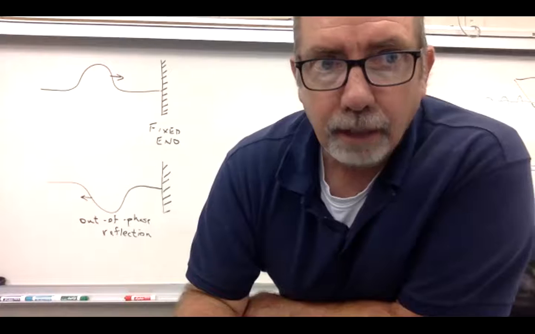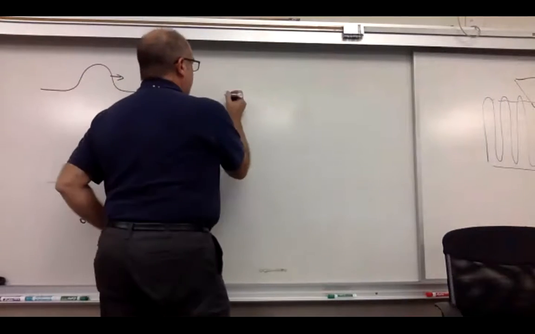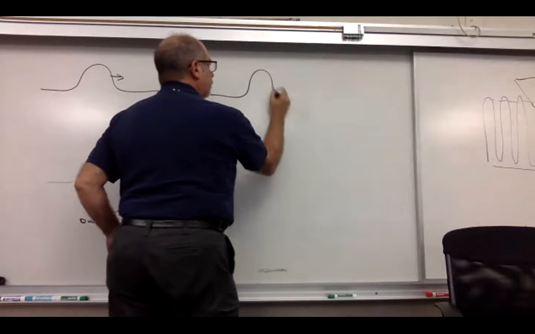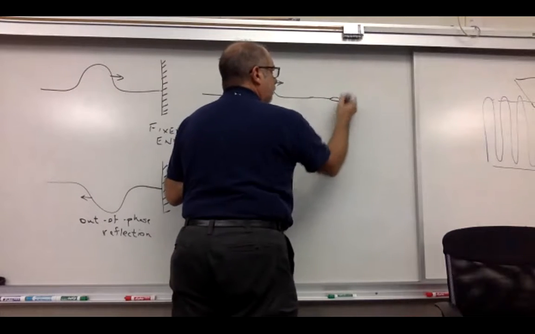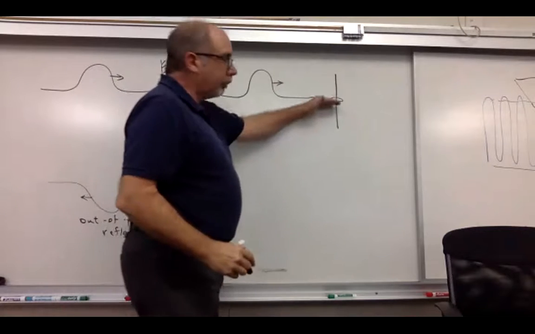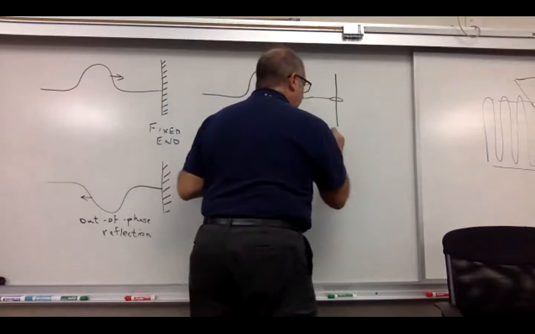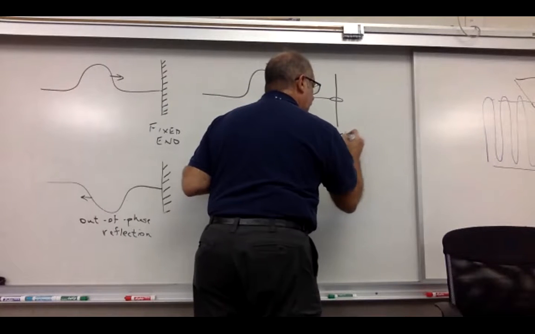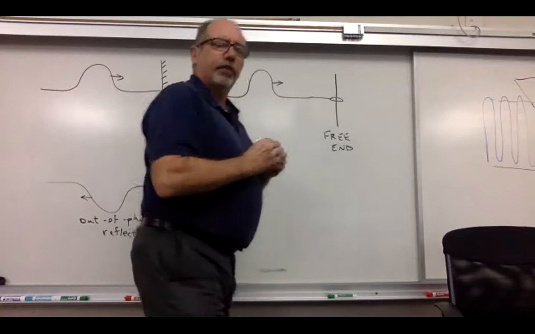Okay, now the counterpart to that is something called a free end. Here's how we're going to accomplish this. I'm going to send a pulse along a spring, and at the end of the spring is a ring that's around a pole. This ring is free to move, so this would qualify as a free end.